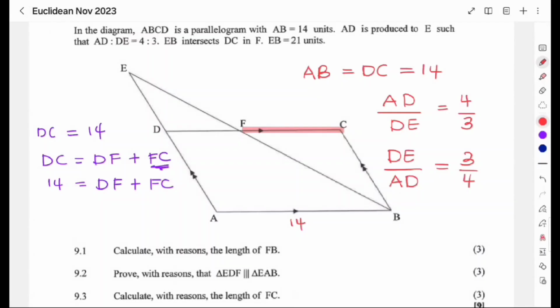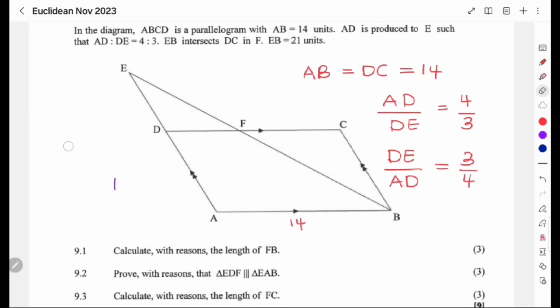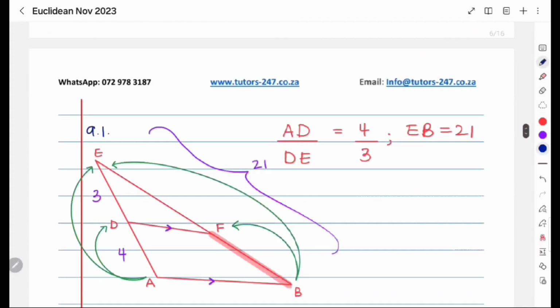Always remember that if two triangles are similar, their sides are in proportion, meaning that we can formulate a three-prong equation and then take two of the sides that we need, or two of the parts that we need, and then solve for the unknown. So let us just erase this and then go and find DF so that we can find FC.